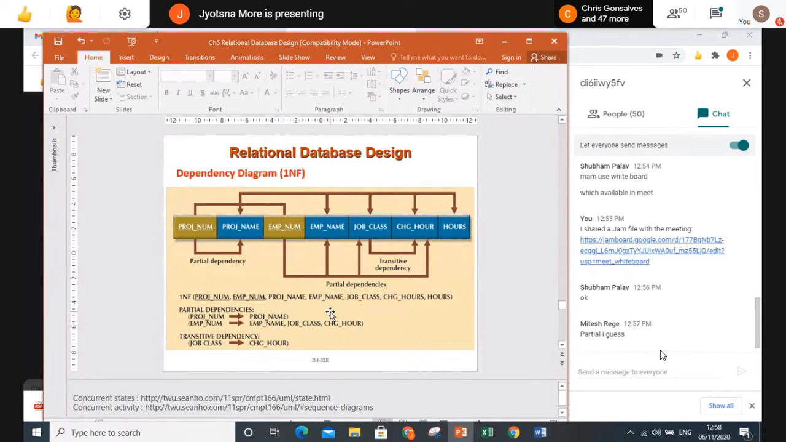F2 is our project number and employee number. They're determining project name, employee name, job class, charging hours and hours. So here these two are key attributes. They are determining the non-key attributes. So this is my fully functional dependency. So no need to write down anything for this. Go for next, F3. F3 is my employee number determines employee name, job class and charging hours.